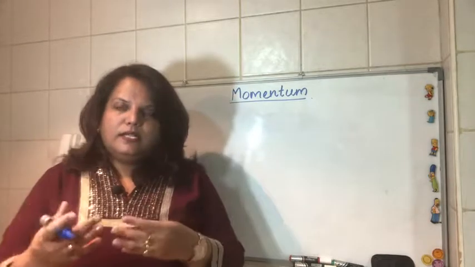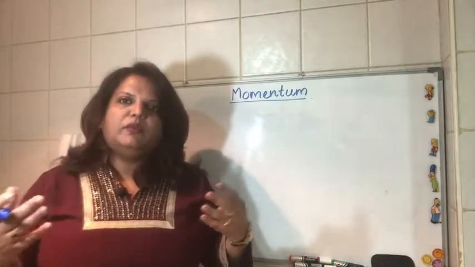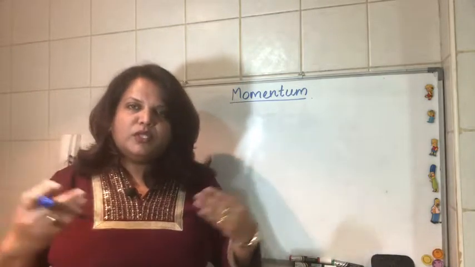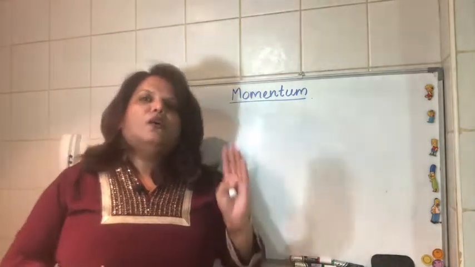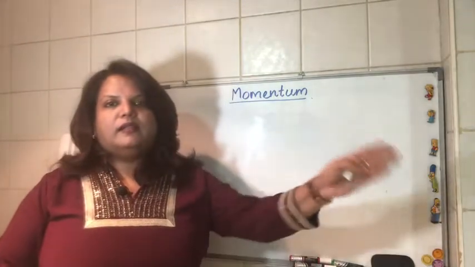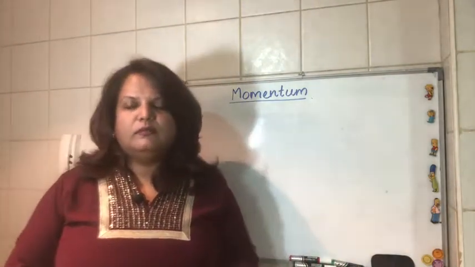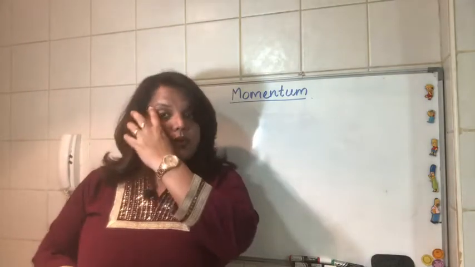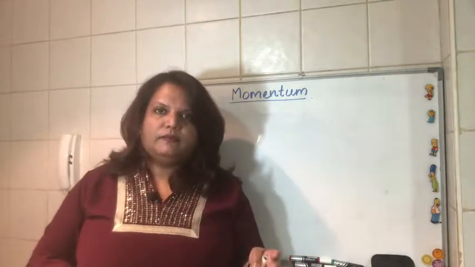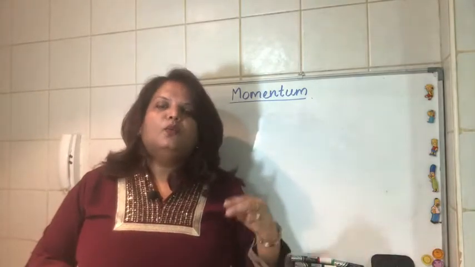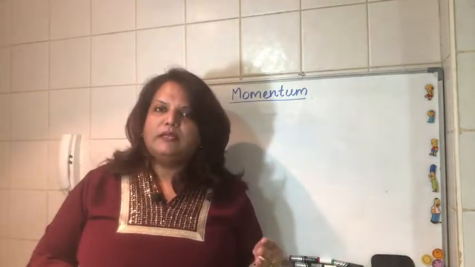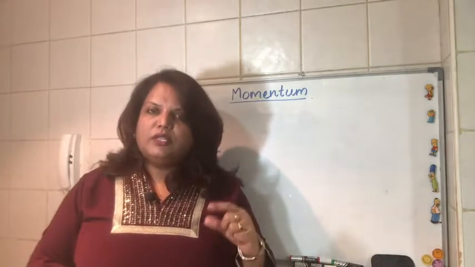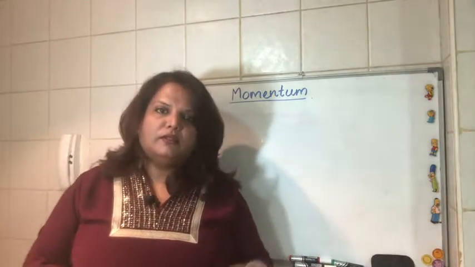So when there is a collision, it could be between two moving objects. If they move opposite each other, we call that a head-on collision, or one object might go behind another one and hit, and so on. So there are different situations. But when there is a collision, the total momentum before collision, or before the impact, will be equal to the total momentum after collision. I repeat, the total momentum before collision will be equal to the total momentum after collision.